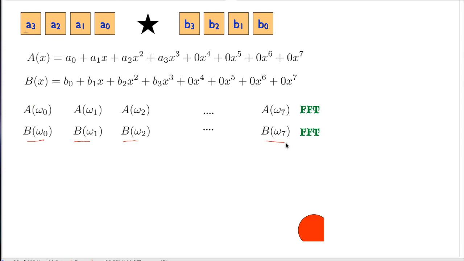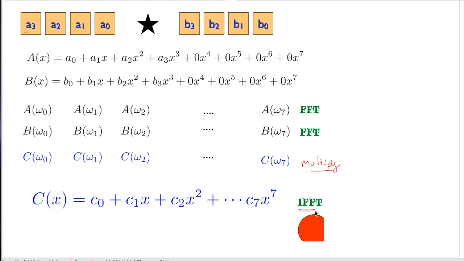What's the next step? I multiply these together like this, and I get C of omega 0, C of omega 1, etc., all the way up to C of omega 8. So I just multiply. And then the final step is the inverse FFT. I didn't describe it in class, but it works like the FFT, where given the point representation, we go back to the coefficient representation. And then we're done, because this right here, like 231, I just read off these numbers, and that was my answer. Now let's talk about the running time of this algorithm.